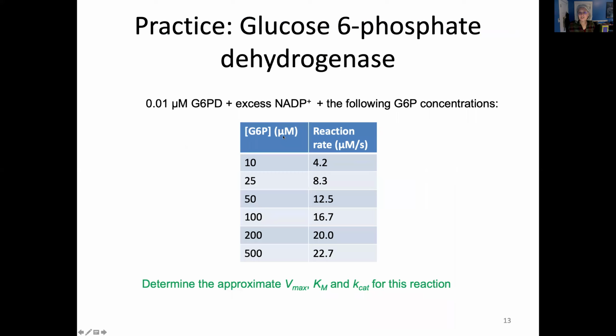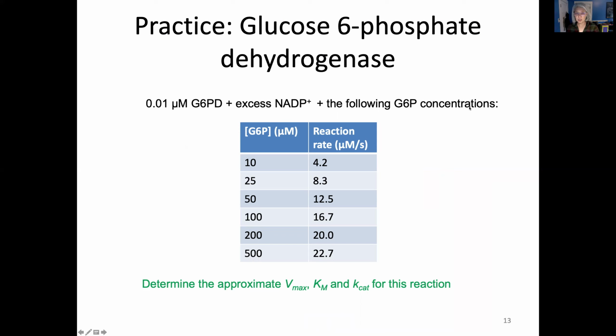Okay, so now there's a chance for you to practice. Let's look at the enzyme glucose 6-phosphate dehydrogenase. Remember, this catalyzes the first step in the pentose phosphate pathway. And if you have a mutation in it, it can cause hemolytic anemia that's induced by reactive oxygen species. Okay, so let's say we have a reaction in which we're doing this in a test tube to analyze how this enzyme works. So let's say we have 0.01 micromolar glucose 6-phosphate dehydrogenase enzyme. There's lots of NADP+, which is one of the substrates, and the following amounts of glucose 6-phosphate.